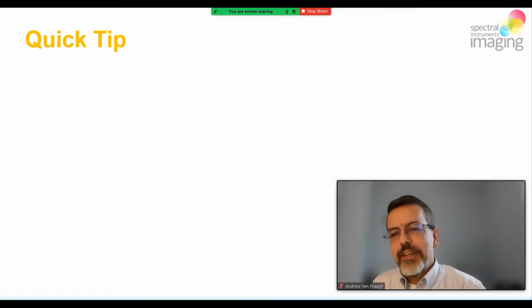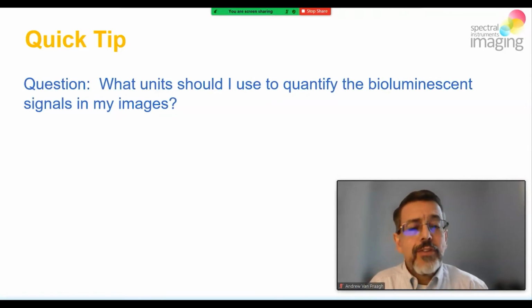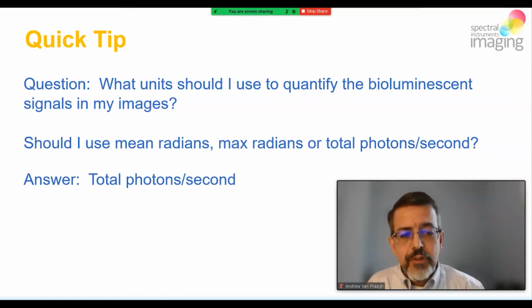In today's session, we're going to focus on a question that I get all the time. And it's this: what units should I use to quantify the bioluminescent signals in my images? And more specifically, should I use mean radians, max radians, or total photons per second? Now, the short answer is you want to use total photons per second.